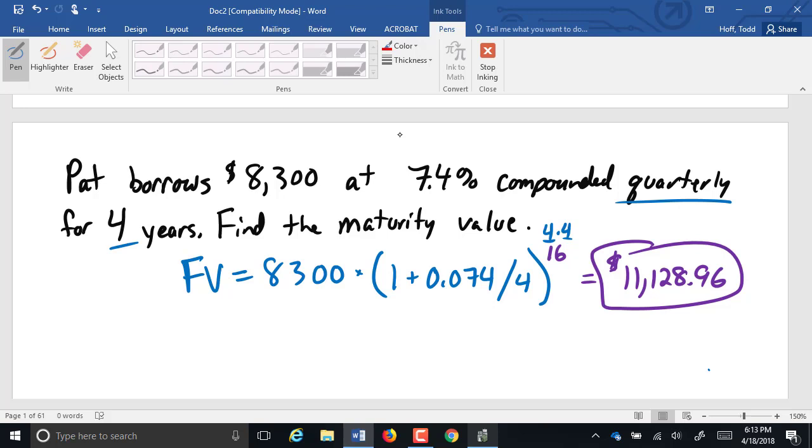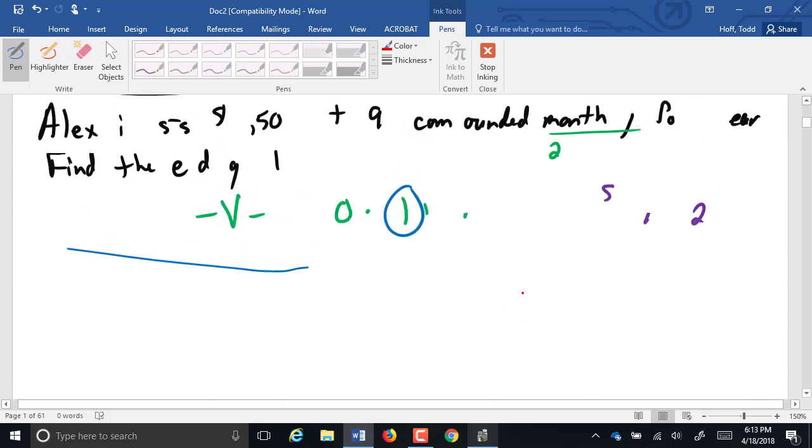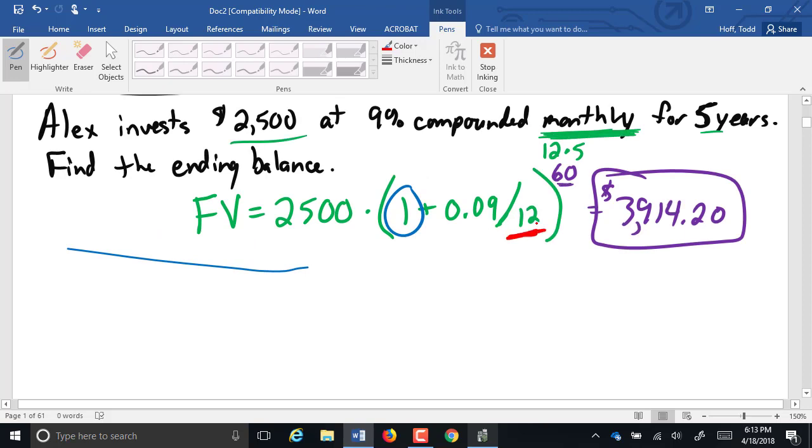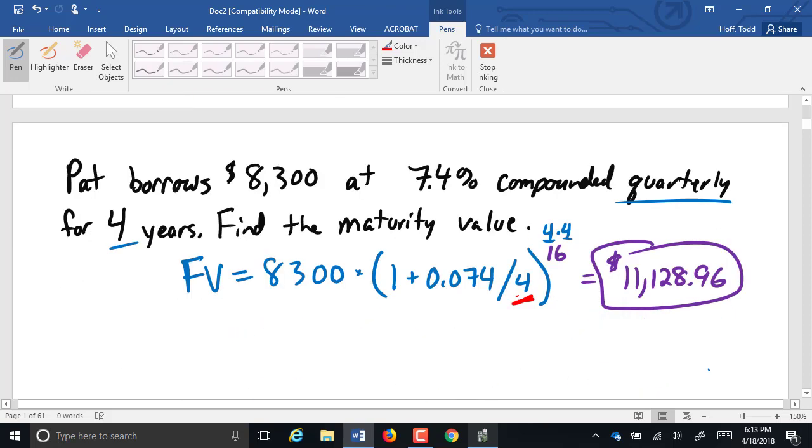$12 was because it was monthly. This one was quarterly, so that's why it was 3 instead of 12, or 4 instead of 12. When it was monthly, that number's 12. If it's quarterly, that's 4, because it's 4 times a year. Four quarters a year times 4 years is 16 total quarters.